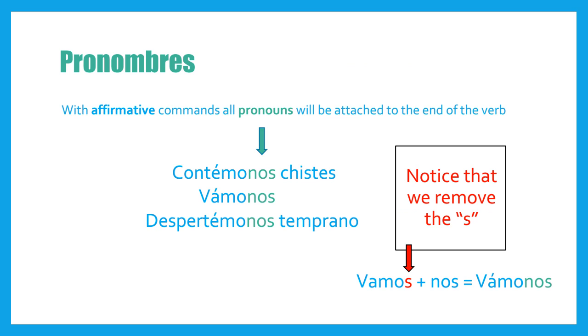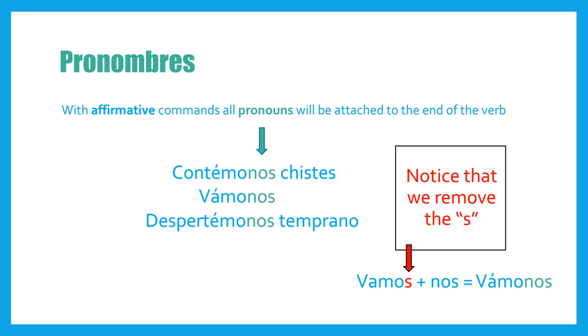All right, so nosotros commands pretty much follow all of the same rules that we've already learned about pronoun placement. With affirmative commands, all pronouns will be attached to the end of the verb. So contémonos chistes, let's tell each other jokes. Vámonos, let's go. Despertémonos temprano, let's wake ourselves up early. You can see that since all of these are affirmative commands, we have attached the pronouns to the ends of the verbs, okay? And then we counted back 3 vowels and added the accent mark.